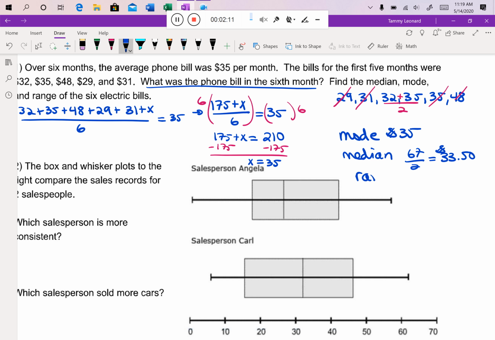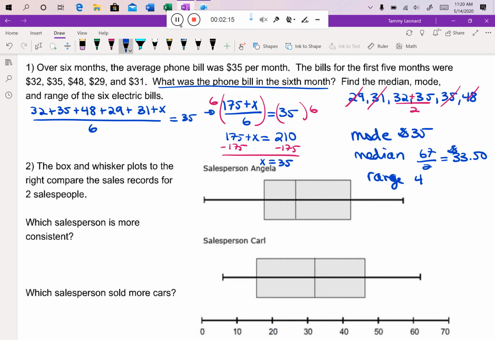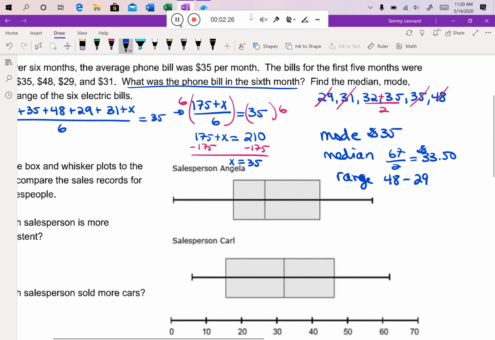Now the range tells us the spread. The most expensive month was $48 minus the least expensive month, which was $29. Well, 48 minus 28 would have been 20, but this is one less than that. So this will just be 19. So the range is $19.